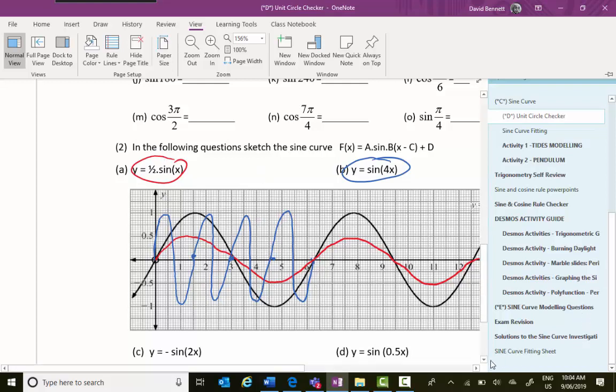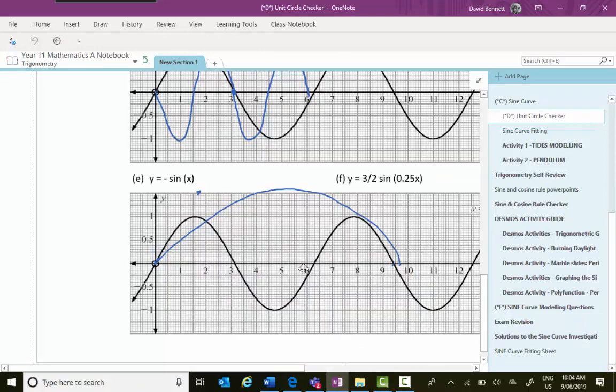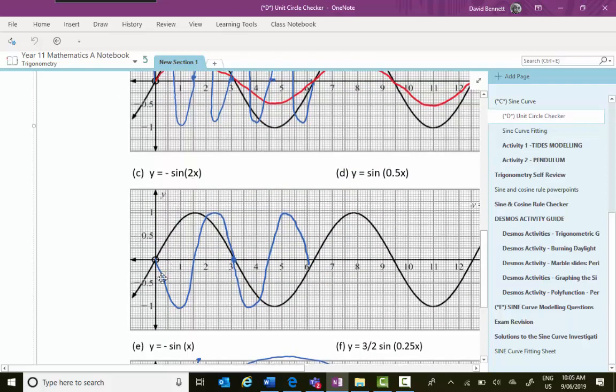For the next one down here, I've got half sine 2x. It means I've got to have 2 waves for every one normal wave, and it's got to come down instead of going up. This next one's sine of a half x. If I did that one there, I only get half a wave, and it has the same amplitude. So I'd go down like that, and it'd come back there like that. So that would be that one there.